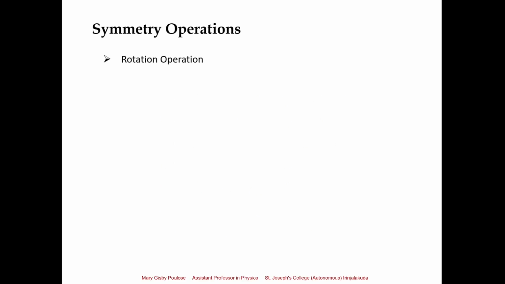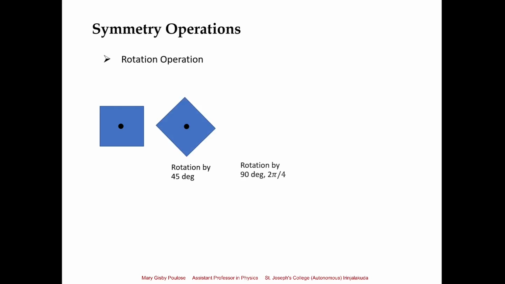The next operation is the rotation operation. Consider the square with the central dot as the point of rotation, the axis of rotation. By rotating it by 45 degrees, we get this structure. This is not similar to the earlier one, so the crystal has changed. If we rotate by 90 degrees, that is 2 pi by 4, we get the square shape again. If it was a square shaped crystal, it would remain invariant. This shows that the crystal has four-fold rotation symmetry. We get the number 4 from the denominator used to get 90 degrees. In 2 pi by n, that n value represents n-fold rotation.